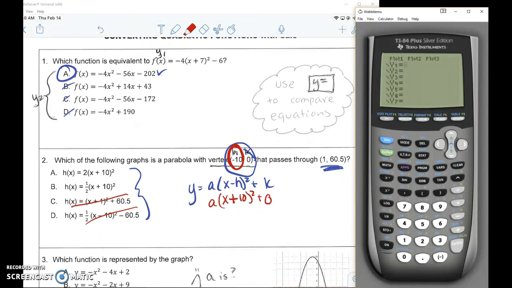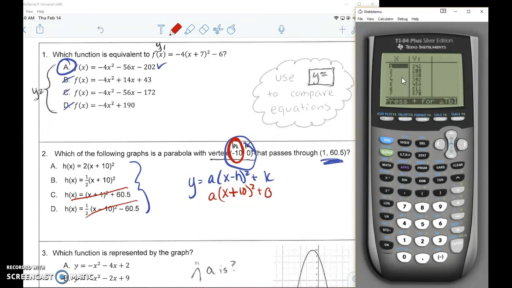Okay, to decide between A and B, I'm going to graph each of these, look at my table to see which one has the point 1, 60.5. Starting with choice A, 2 (x plus 10) squared. Checking out my table. Whoopsies. At the point 1, I have 242. So it can't be A.